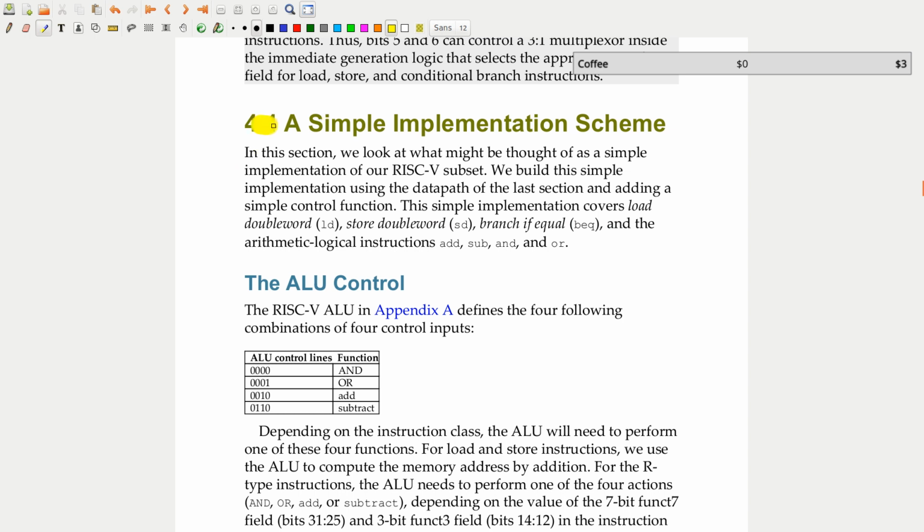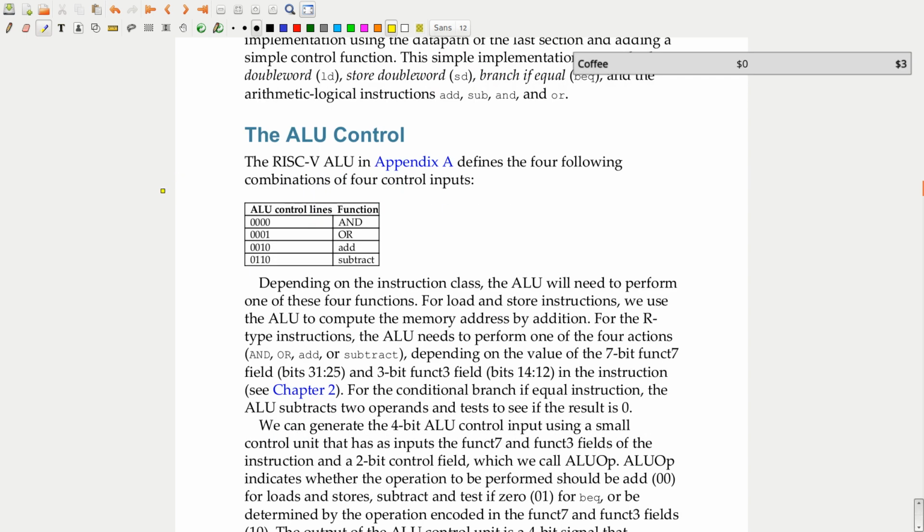So let's talk about a simple implementation scheme. In this section, we'll look at what might be thought of as an implementation of our RISC-V subset. So remember, we're doing 4 arithmetic instructions, we're doing loads and stores, and we're doing a branch if equal. Okay, so what do we need for ALU control? For ALU control, we really only need 4 things. We need the ability to do ANDs, the ability to do ORs, adds, and subtracts. So we're going to use 4 bits for this.